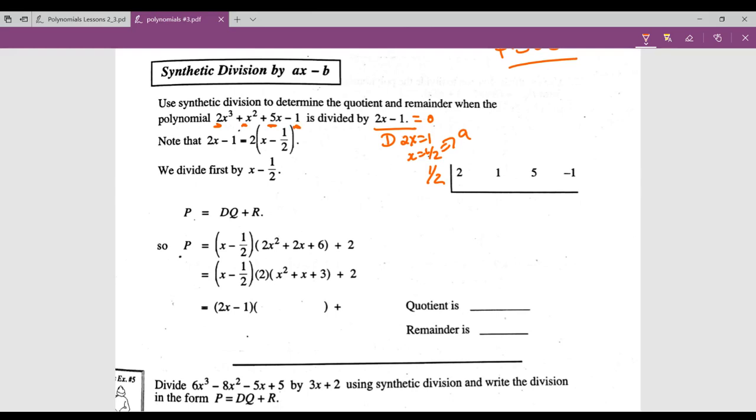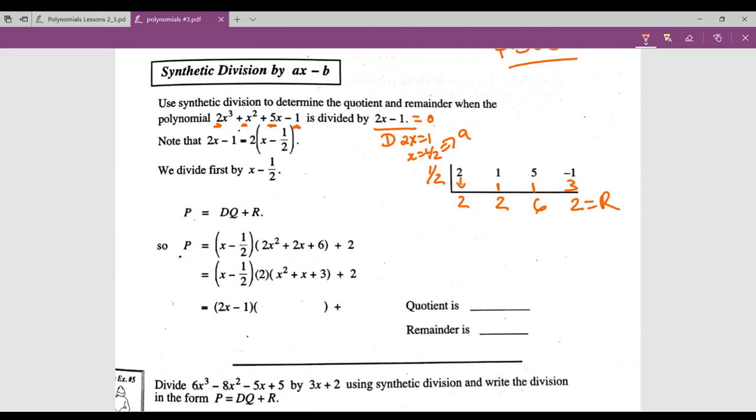Okay, and then you do exactly the same thing. The fact that it's a fraction doesn't matter. Bring the 2 down. A half times 2 is 1. 1 plus 1 is 2. A half times 2 is 1. 5 and 1 is 6. Half of 6 is 3. Negative 1 and 3 is 2. That is my remainder.